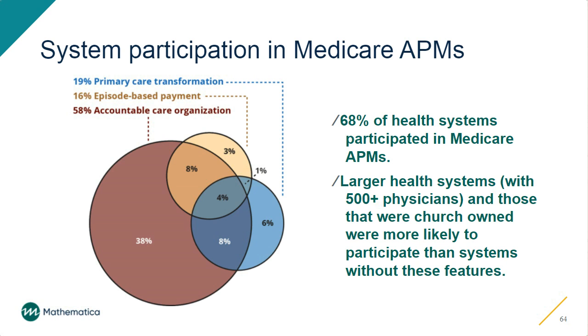The final finding on this slide that I want to mention is that we also found that larger health systems, meaning those with 500 or more physicians, and those that were church-owned were more likely to participate in Medicare APMs when compared to systems without these features.